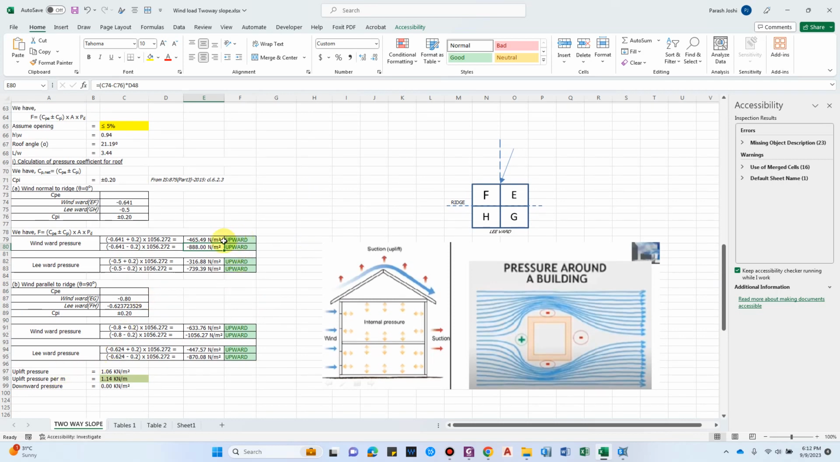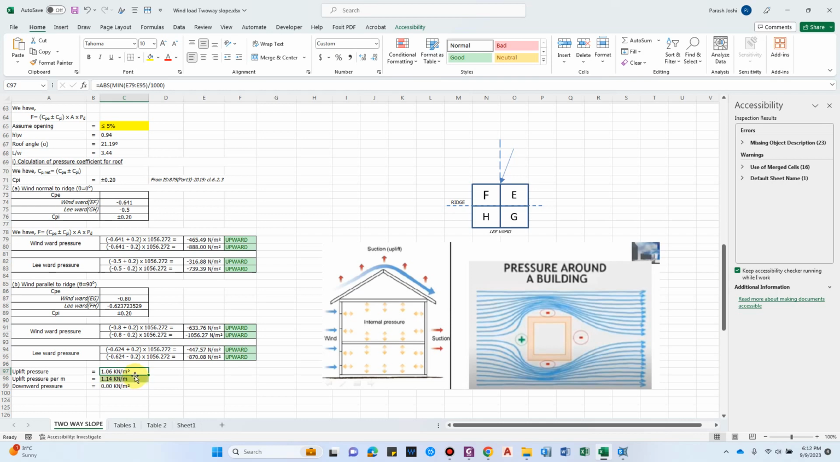Now we'll consider the maximum load of this. These are in Newton per meter square, and if we divide this by 1000, that will simply give us the value in kilonewton per meter square. So here the maximum, irrespective of the sign, the maximum absolute value is 1.056.